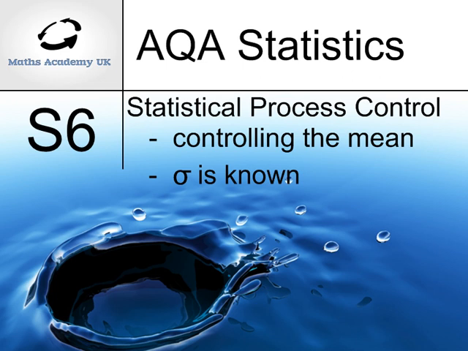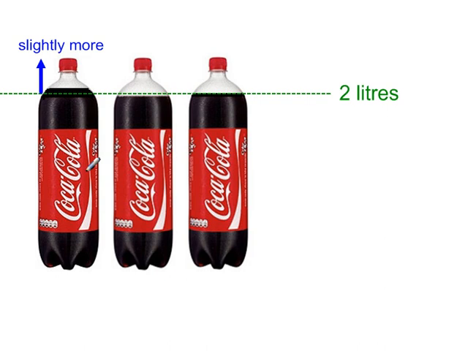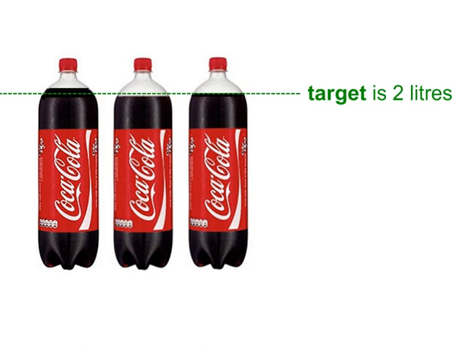Statistical process control: controlling the mean when the population standard deviation is known. We have 2-litre bottles of cola. So this bottle has slightly more than 2 litres. This one has slightly less. The target is 2 litres.